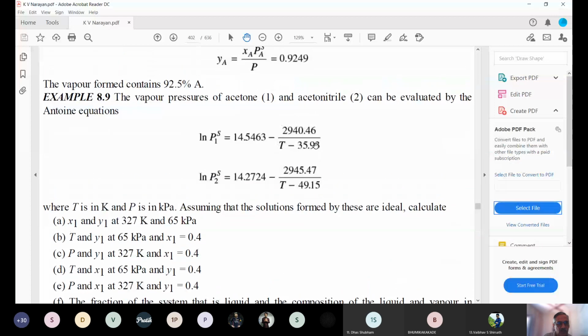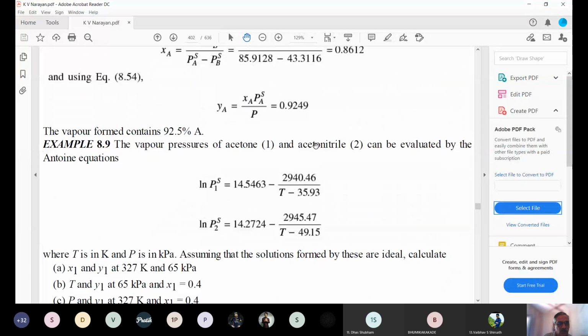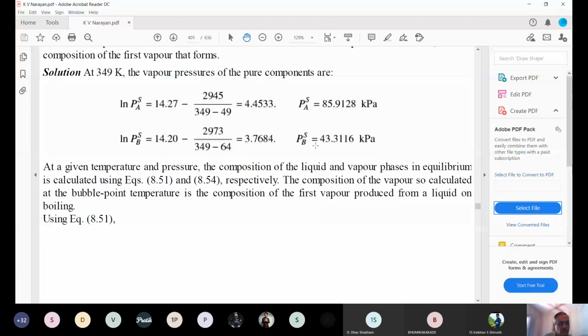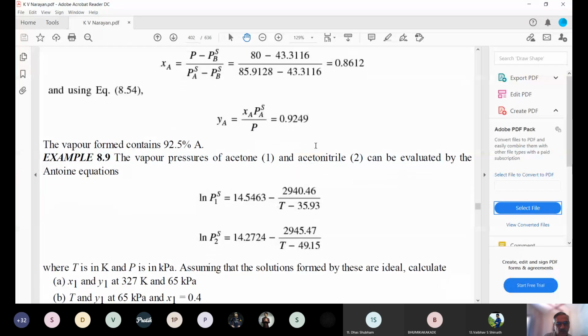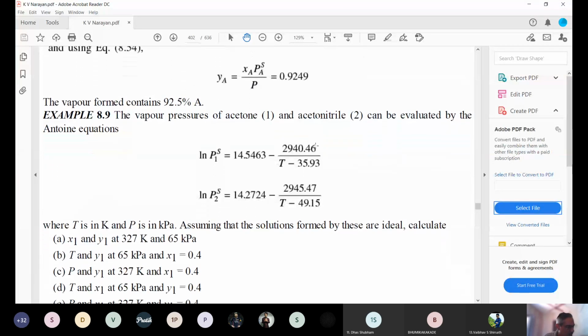P1 and P2 कितना है, कुछ पता है अपने को? और ये 1 and 2, component 1 and component 2. नहीं पता, right? You don't know the boiling point. But if you look at previous part A, temperature was 327 and pressure was 65 kilopascal, right? तो प्रेशर अभी भी 65 kilopascal है, हमारे को टेम्परेचर फाइंड करने का है फॉर x1 इक्वल टू 0.4.